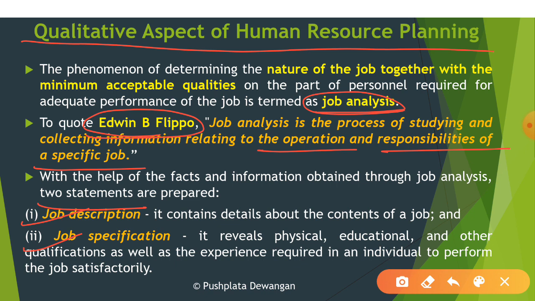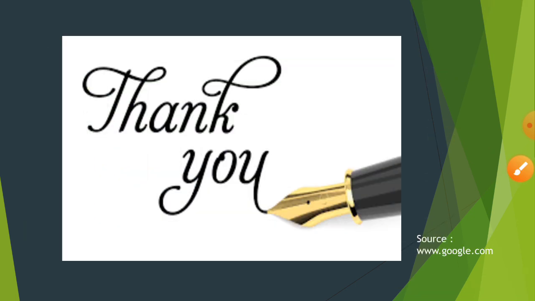Job description is a statement which contains all the details about the contents of the job, and job specification reveals the physical, educational, and other qualities as well as the experience required by an individual to perform the particular job satisfactorily. So in this way, our topic, the tools, techniques and methods of human resource planning, is completed.